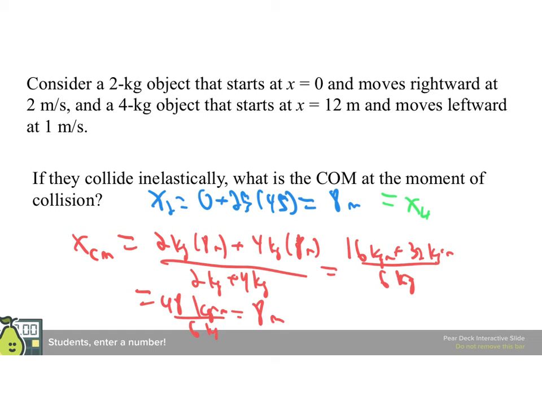So a couple of interesting things. They collided at the center of mass, and they sort of had to, because if everything's at the same place in the center of mass formula, then the center of mass is also going to be there. So if all of the system is at one point, the center of mass must be at that point as well. They have collided at the center of mass, and they don't move off.